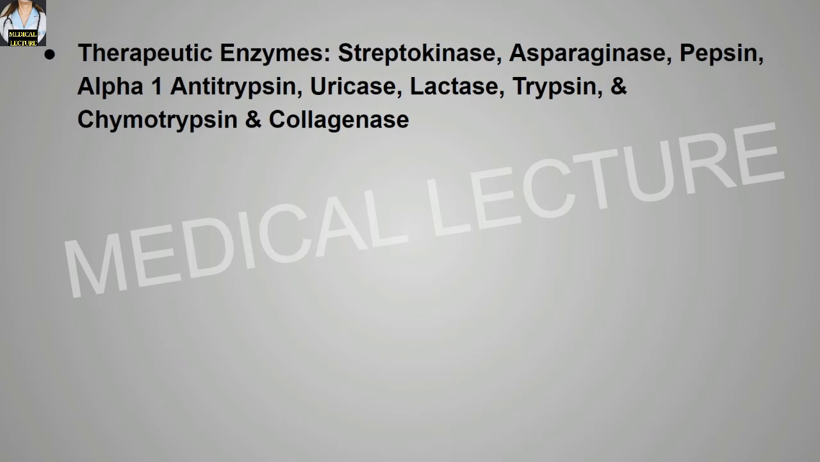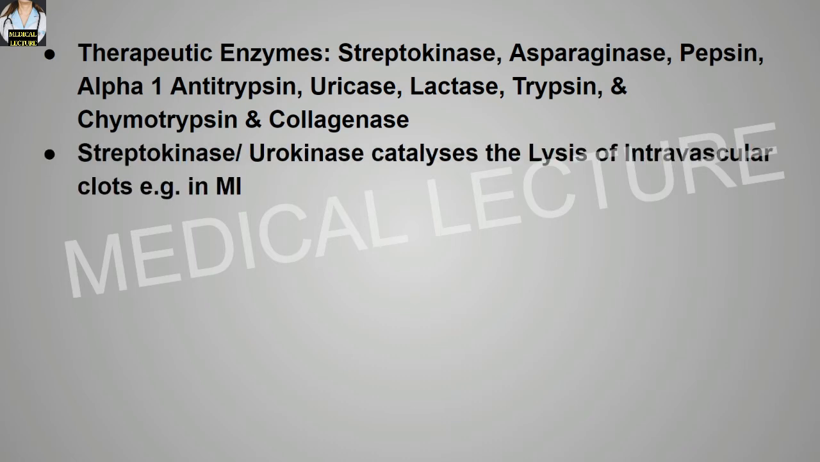Therapeutic enzymes. Now, these therapeutic enzymes are streptokinase, asparaginase, pepsin, alpha-1 antitrypsin, uricase, lactase, trypsin, chymotrypsin and collagenase. Streptokinase or urokinase catalyzes the lysis of intravascular clots, for example, in myocardial infarction. So, in myocardial infarction, to break down or lyse the clots, streptokinase or urokinase are used.